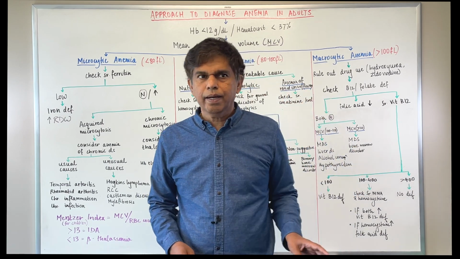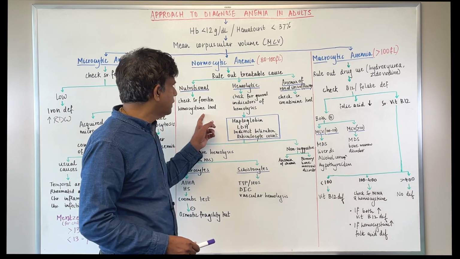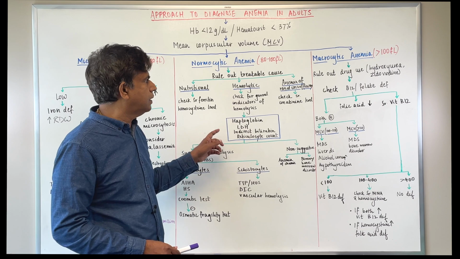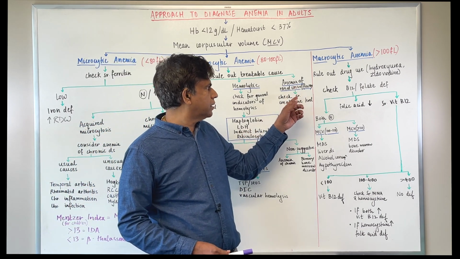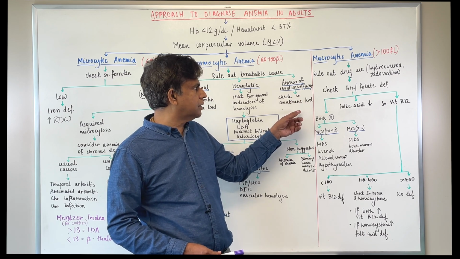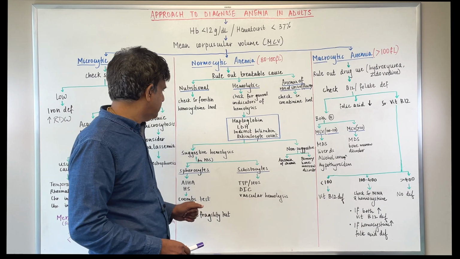You need to know why haptoglobin is decreased also. It's good to understand. Then you look at the nutritional, you got serum ferritin, you can check the homocysteine level, and then you can look at anemia of chronic renal insufficiency, check serum creatinine level. You can see chronic renal failure is very common, okay?